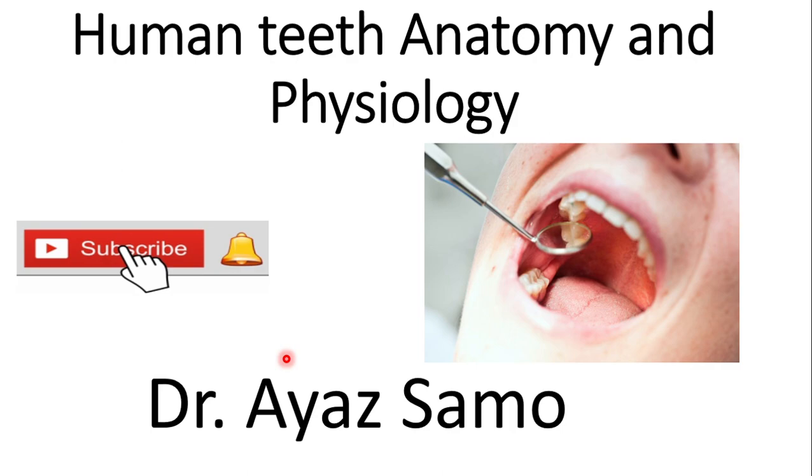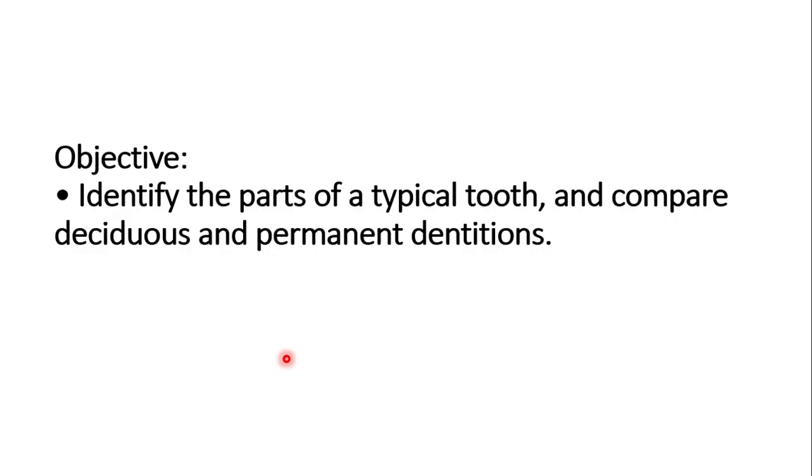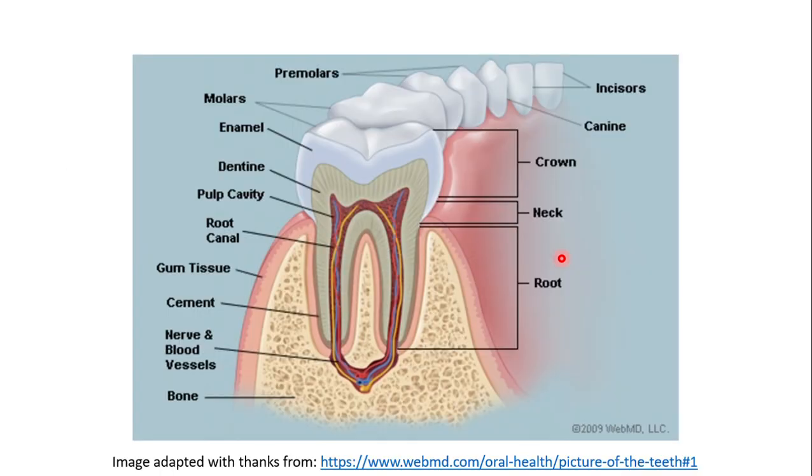by knowing the structure and function of the teeth. So let's directly jump into the topic. The objective of today's learning will be identifying the parts of a typical tooth and comparing it with deciduous and permanent dentitions. We will also study the difference between deciduous and permanent dentitions. All right, so here is the anatomy of the human dentition.